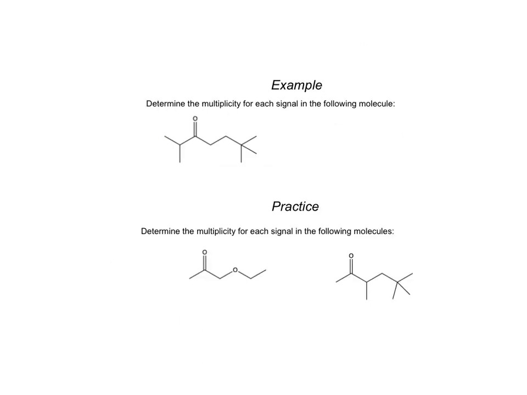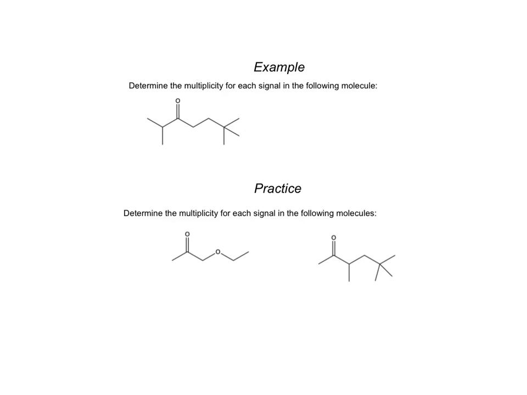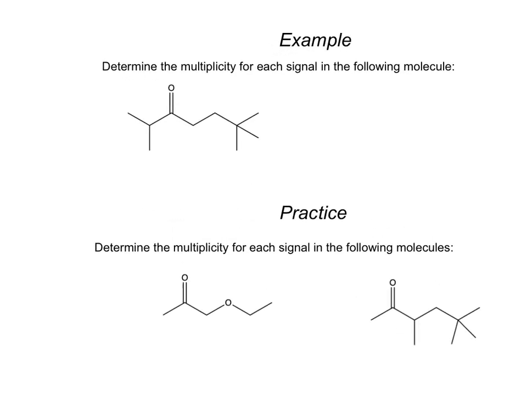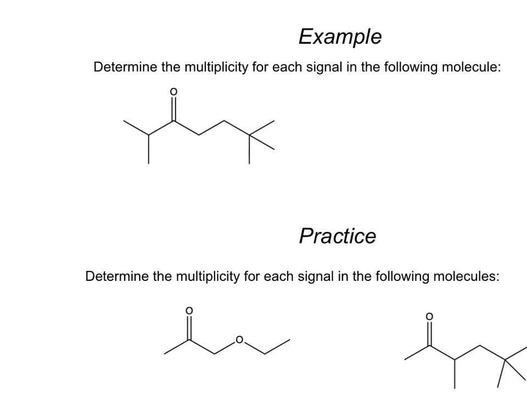Okay, so now we're going to do an example, and then we're going to go through a practice problem. In this example, we want to determine the multiplicity for each signal in the following molecule. Again, the first step in doing any of this is determining the number of signals in the molecule. So I'm going to start off on our left over here. For proton NMR, we are looking for protons, and with all of our bond line structures, we never draw the protons on.